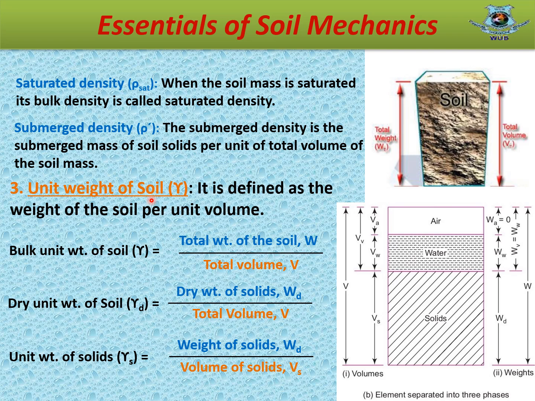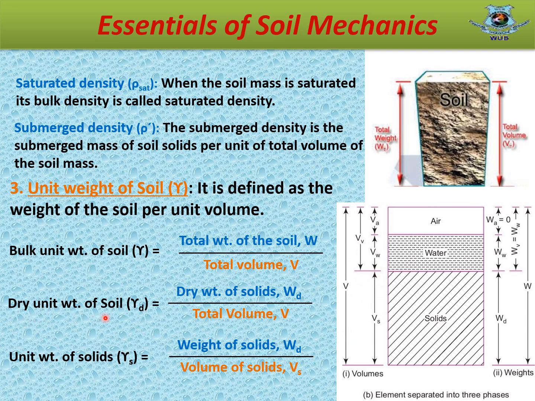Unit weight of soil gamma. The unit weight of a soil mass is defined as its weight per unit volume. Bulk unit weight. The bulk weight or moist weight is the total weight of a soil mass per unit of its total volume. So we can say bulk unit weight of soil gamma equal to total weight of the soil W divided by total volume V.